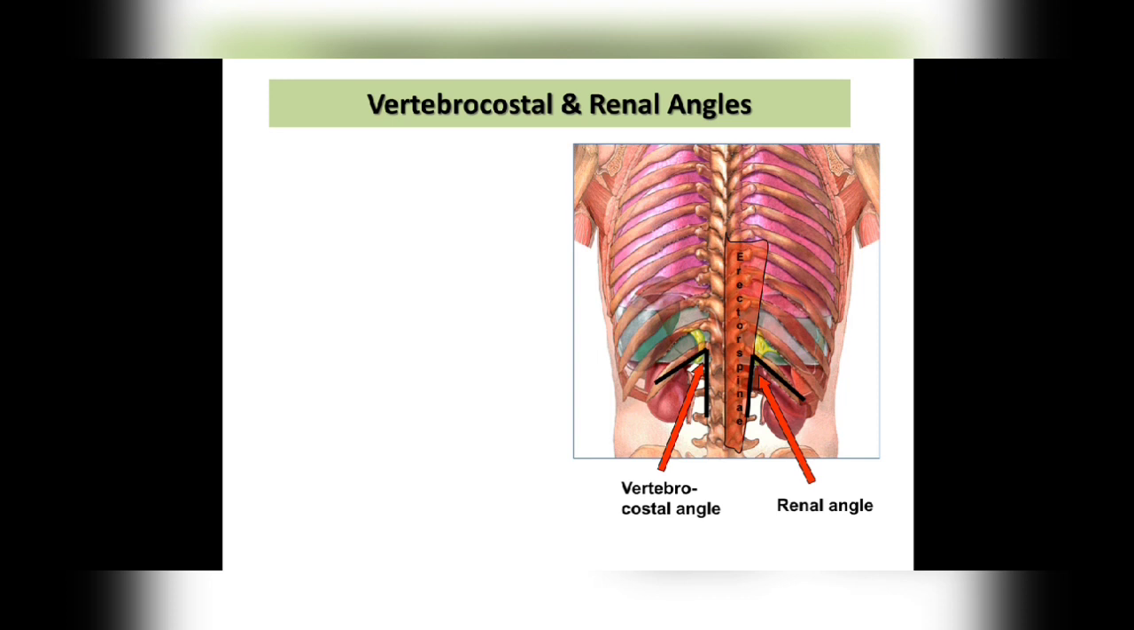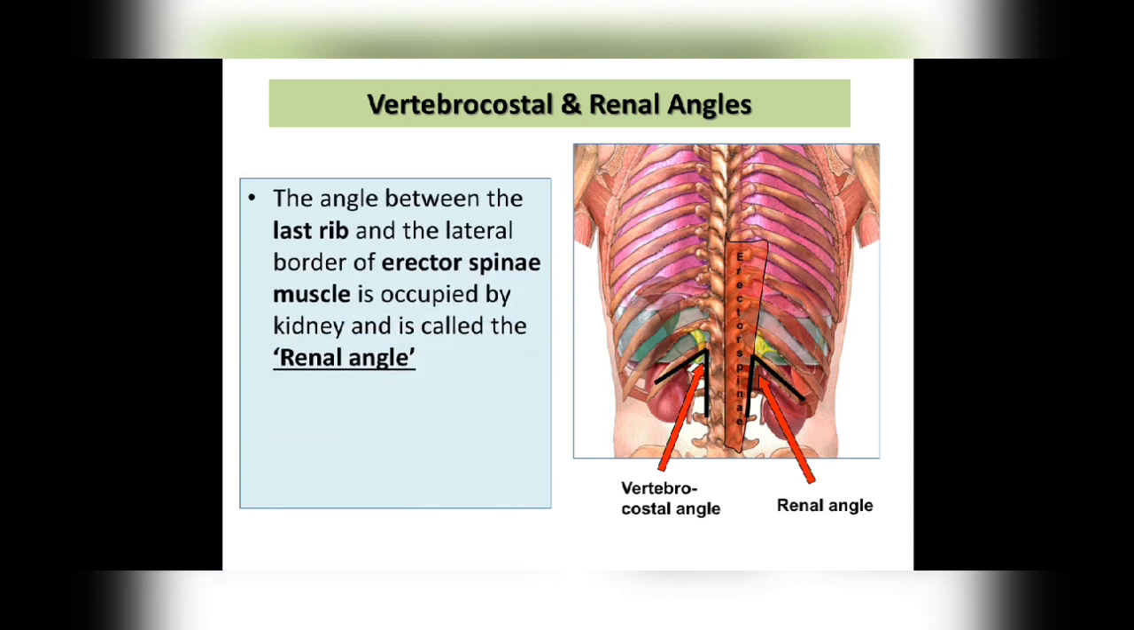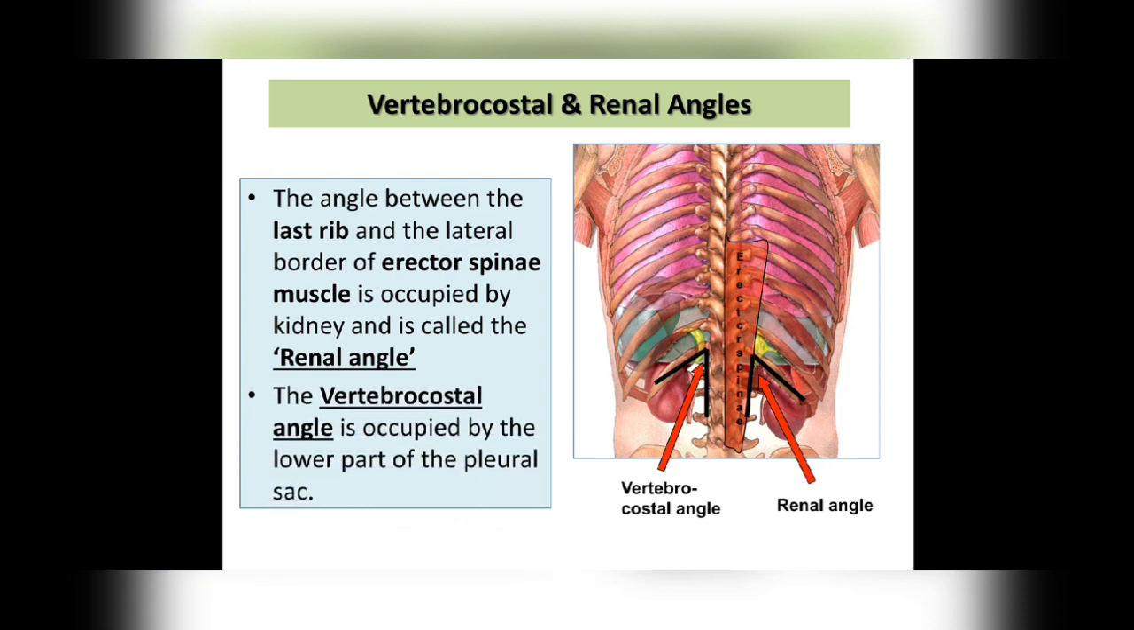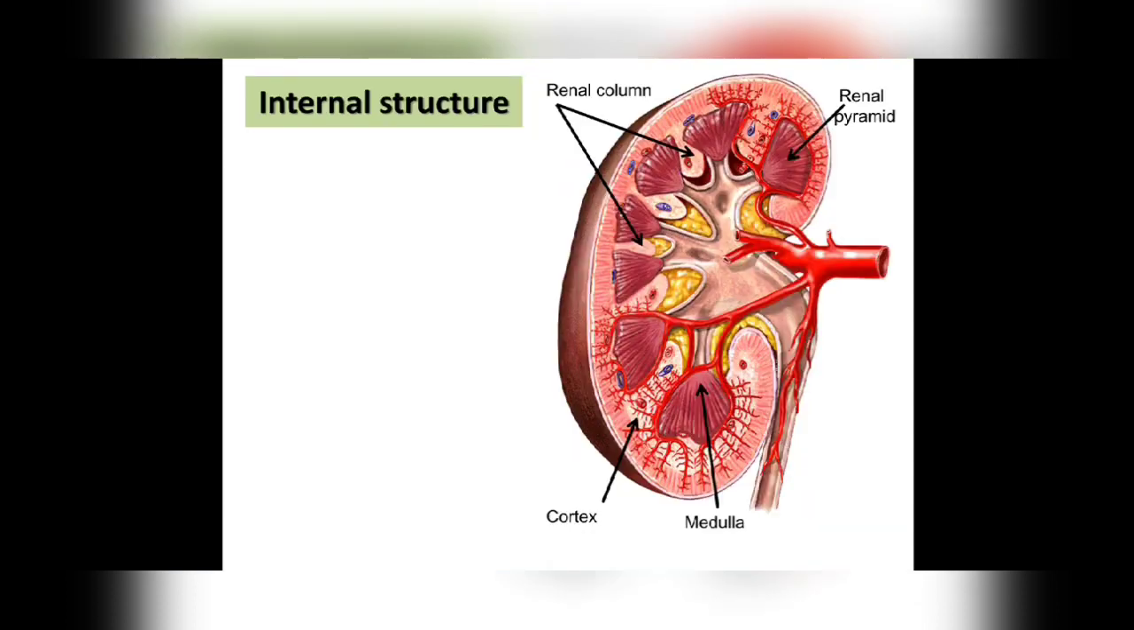Next is the vertebrocostal angle, also called the renal angle. The angle between the last rib and the lateral border of the erector spinae muscle is occupied by the kidney and is called the renal angle. The vertebrocostal angle is occupied by the lower part of the pleural sac.